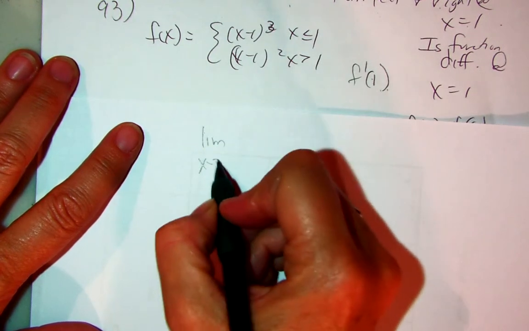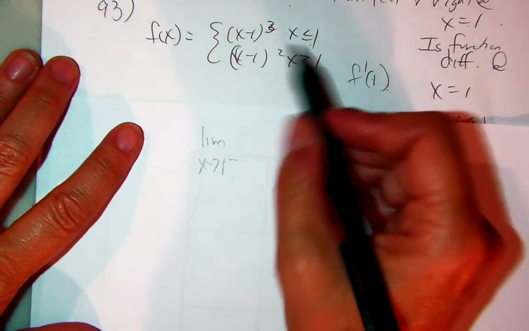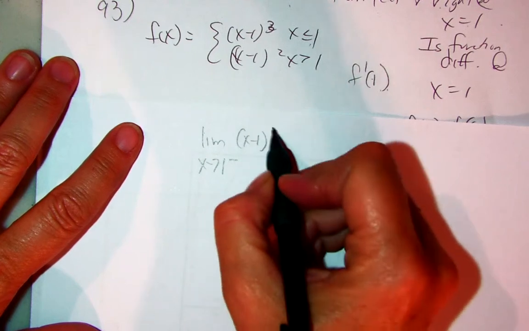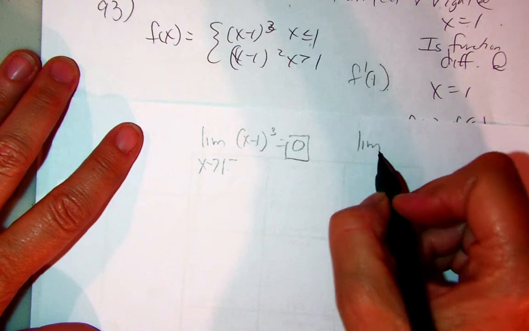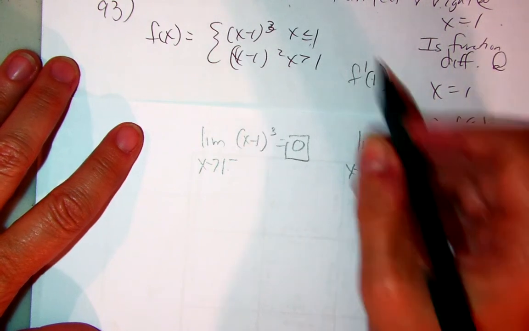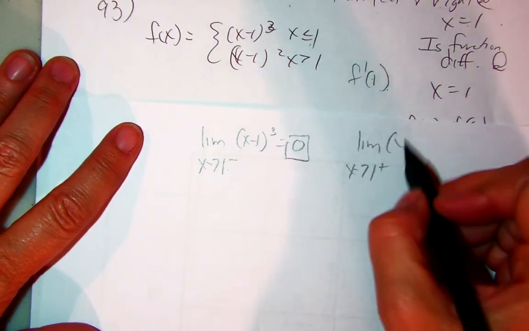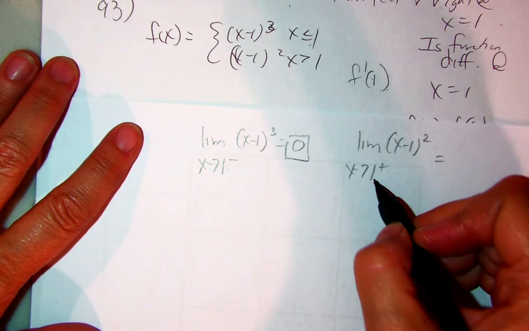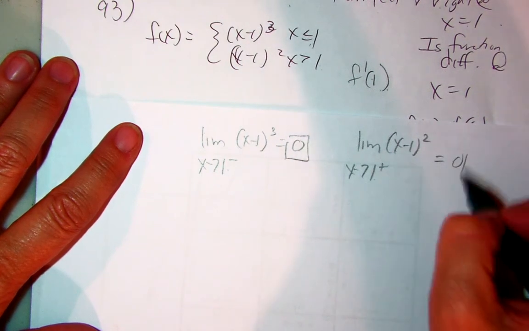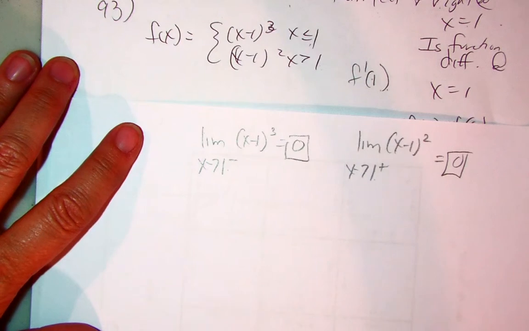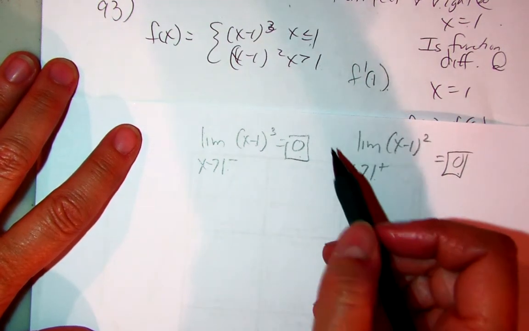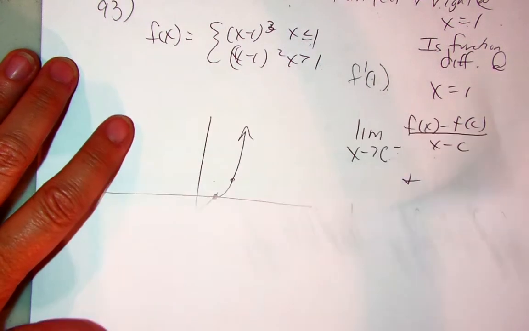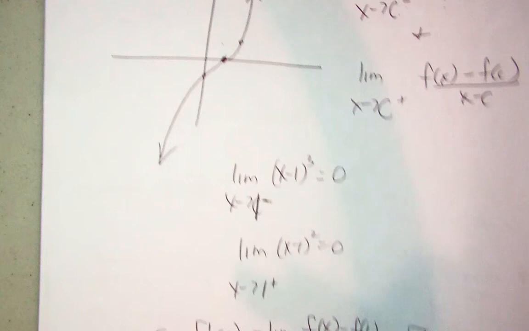So the limit as x approaches 1 from the left, that's x minus 1 quantity cubed. Put in 1, it's going to be 0. The limit as x approaches 1 from the right is x minus 1 quantity squared. I'm going to go ahead and find that limit. That is 0. So because these both exist, then f is differentiable at 1, because from the right and the left it does exist.